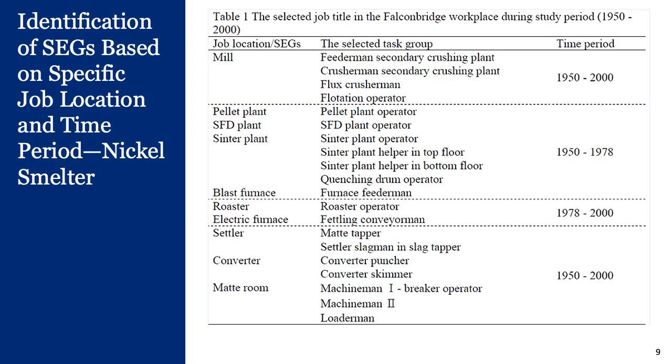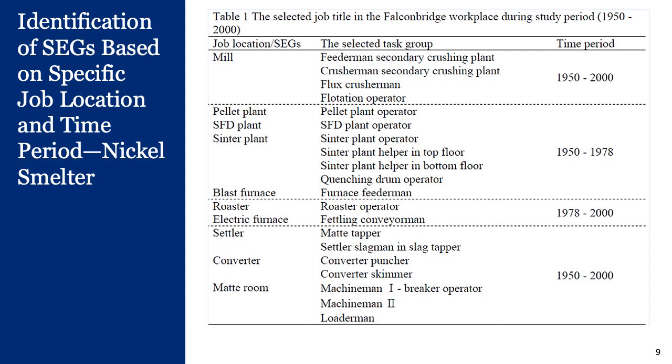I'm going to give you a couple of different examples of how SEGs might be created. Again, we are looking at a particular nickel operation in a plant called Falconbridge in Canada for the time period 1950 to 2000. In the first column of this table, we are looking at just the job location. The first category is the job location in the mill part of the workplace. Within that, there are four different groups doing different tasks. The first task group is called a feeder man secondary crushing plant, and that is within the mill, and there are other similar groups within the mill.